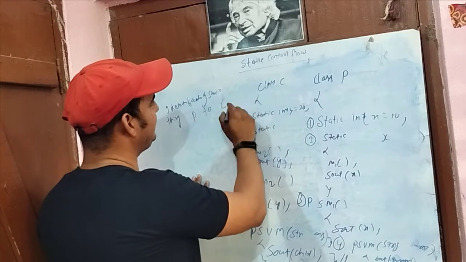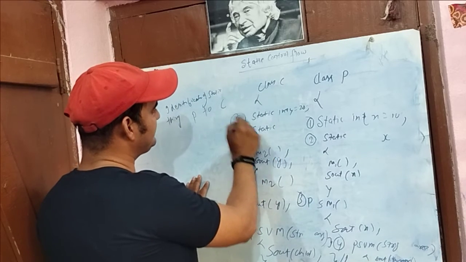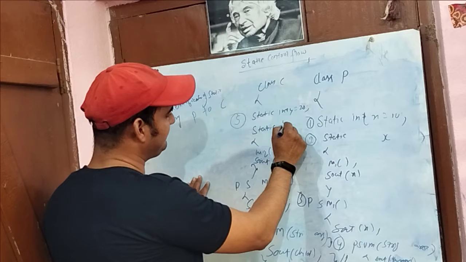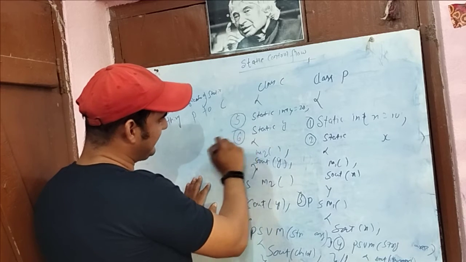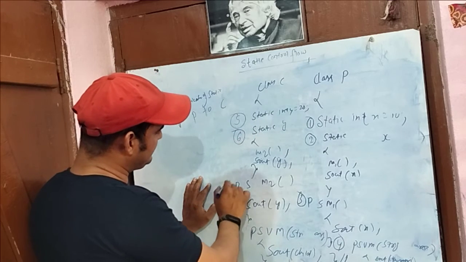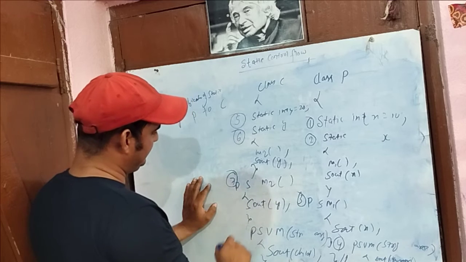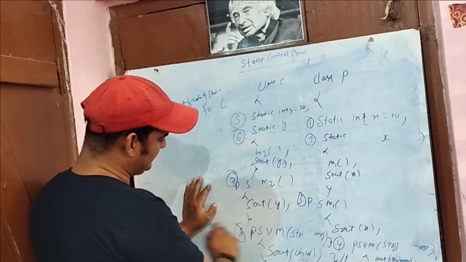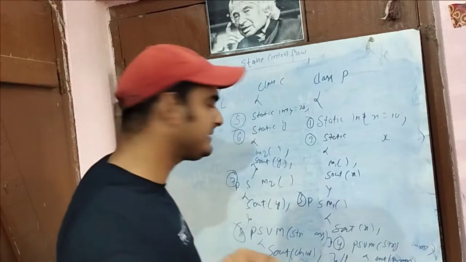Now it will come to this side and see that in the child class we have one static variable, y, and after that one static block. After that it will see one method, and after that it will see main. Okay, so identification is done from parent to child.